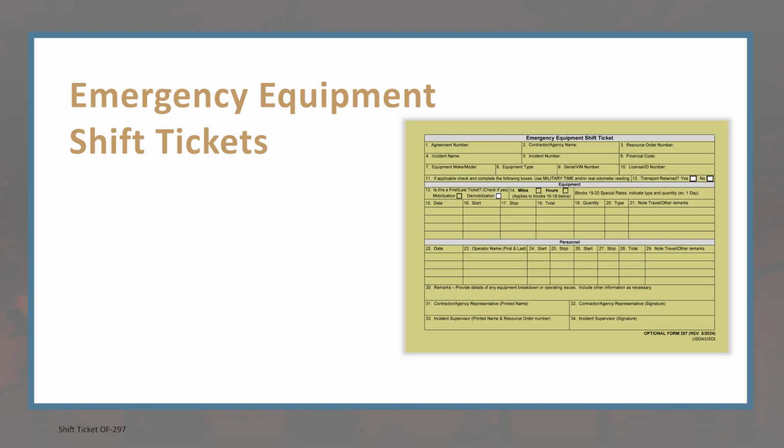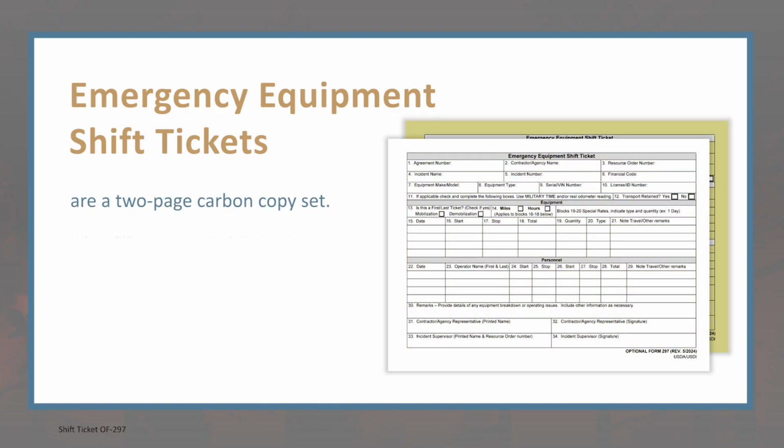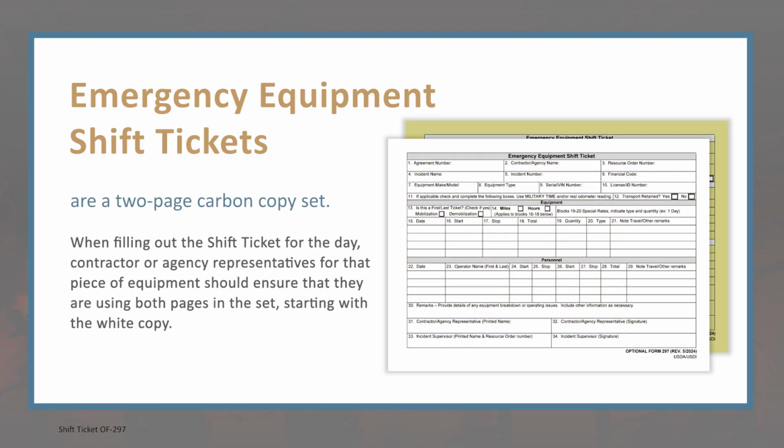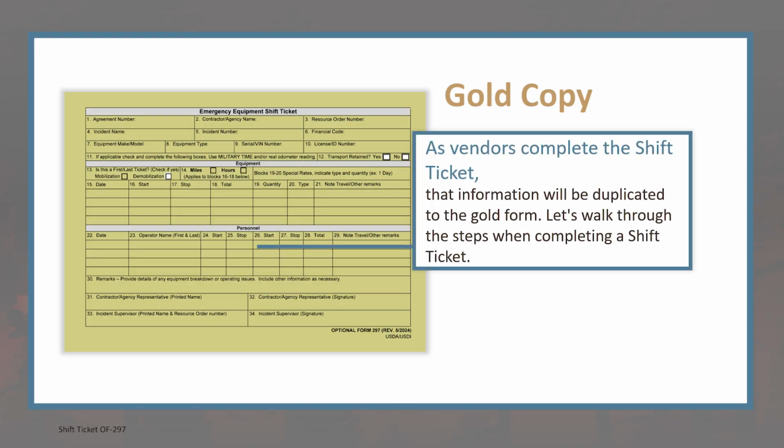Emergency equipment shift tickets are a two-page carbon copy set. When filling out the shift ticket for the day, contractor or agency representatives for that piece of equipment should ensure that they are using both pages in the set, starting with the white copy. As vendors complete the shift ticket, that information will be duplicated to the gold form. Let's walk through the steps when completing a shift ticket.